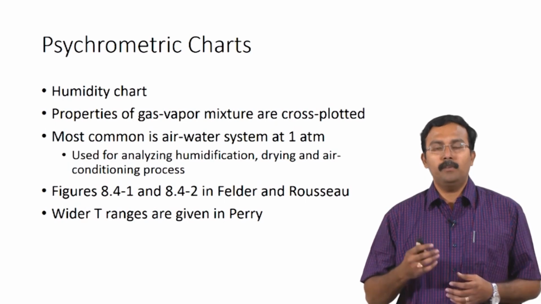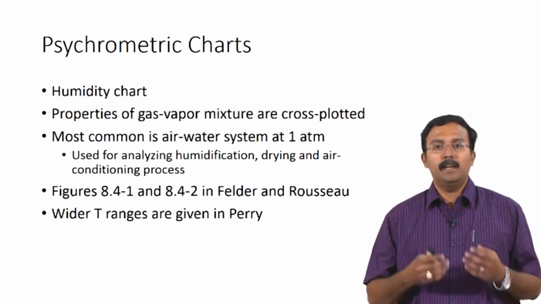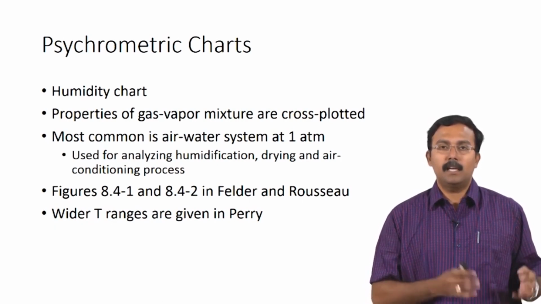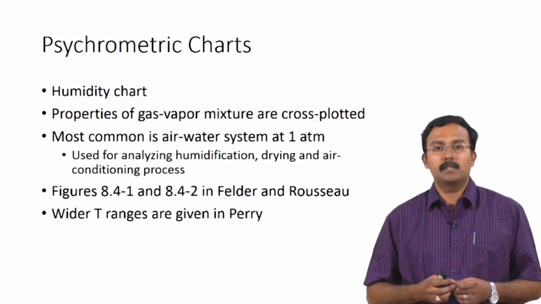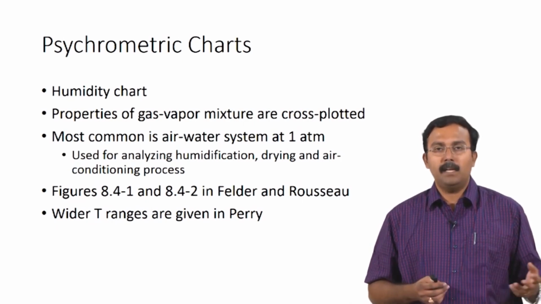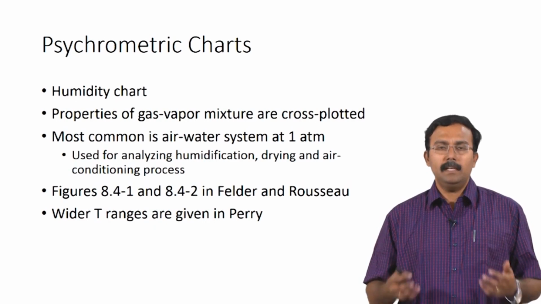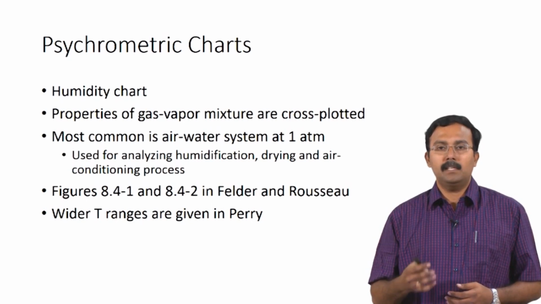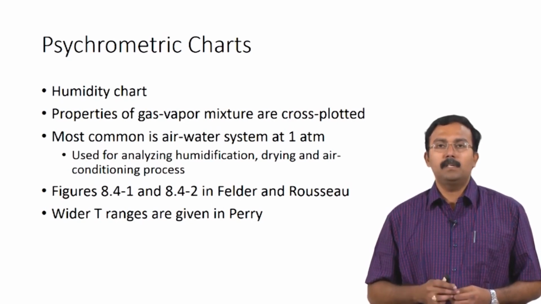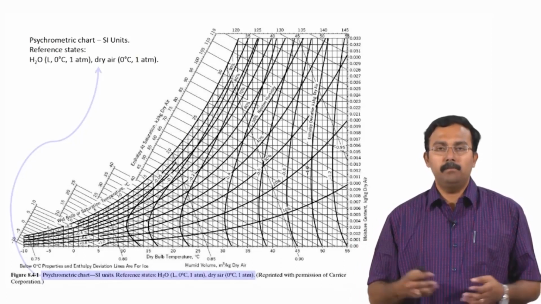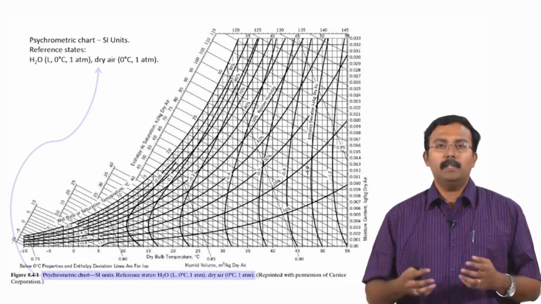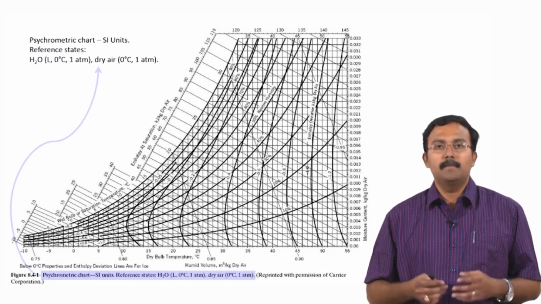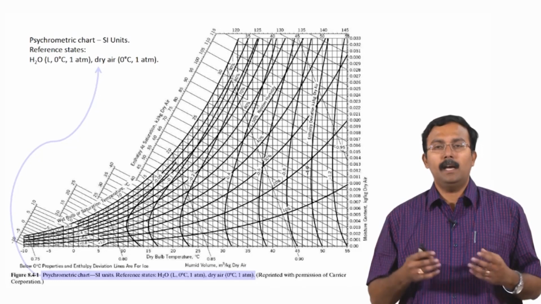Figures 8.41 and 8.42 in Felder-Russo, which is one of the prescribed textbooks, give you the psychrometric charts for SI units and for American engineering units. A wider range of temperatures can be obtained from Perry's handbook, and there are many other handbooks where you can get such psychrometric charts. The most common one, as I said, is for the air water system, which is what is commonly seen in many industries and applications. However, there are other psychrometric charts for other combinations of gas vapor mixtures as well, but today we will talk only about the air water system.